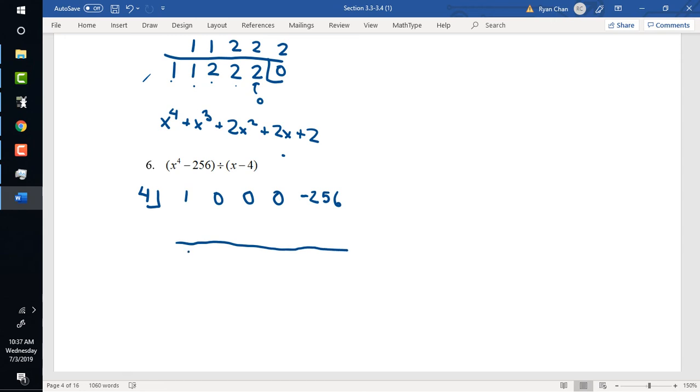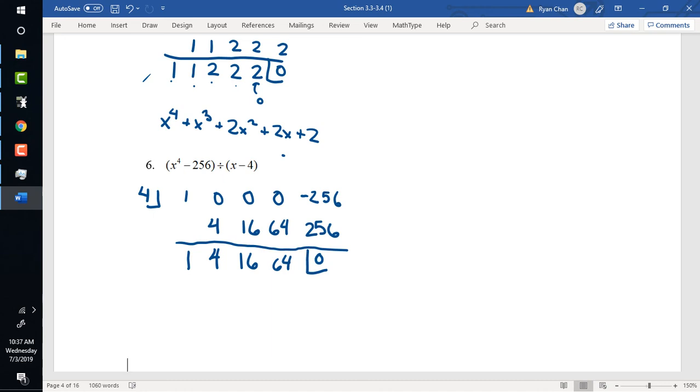So bring the 1 down. 1 times 4 is 4. 0 plus 4 is 4. 4 times 4 is 16. Bring the 16 down. 16 times 4 is 64. 64 plus 0 is 64. 64 times 4 is 256. Combine them, I have 0.